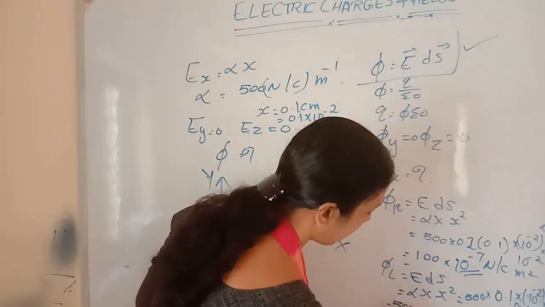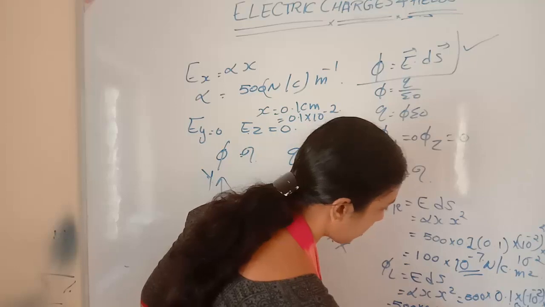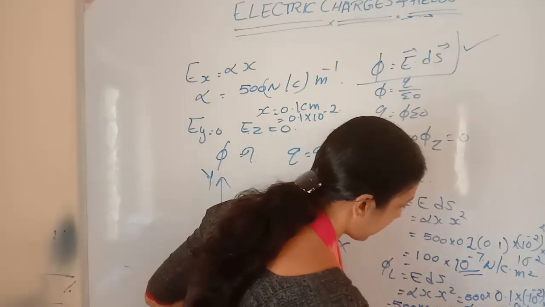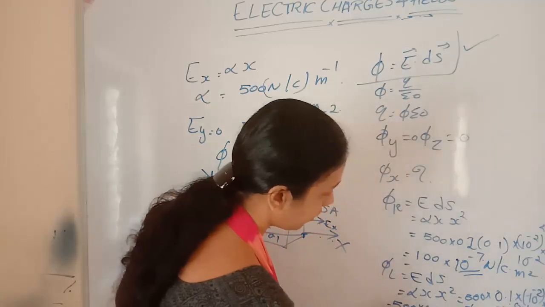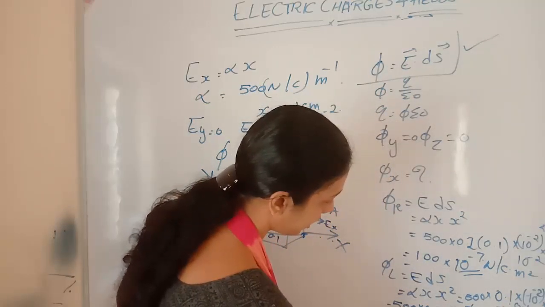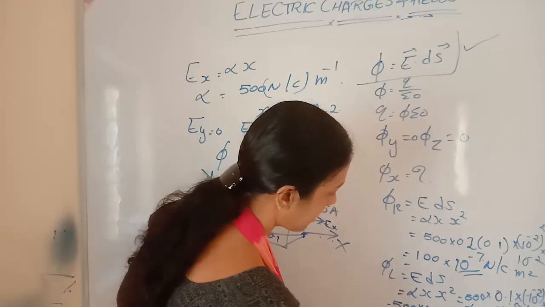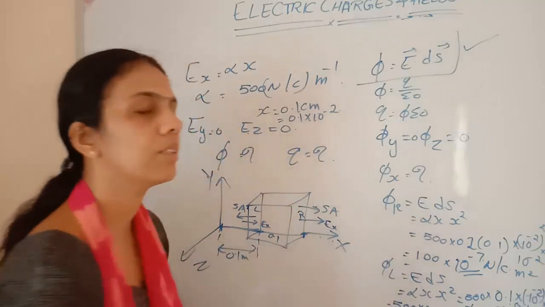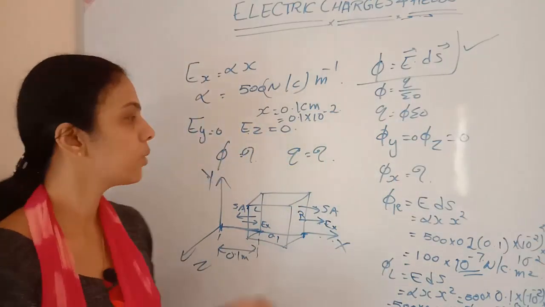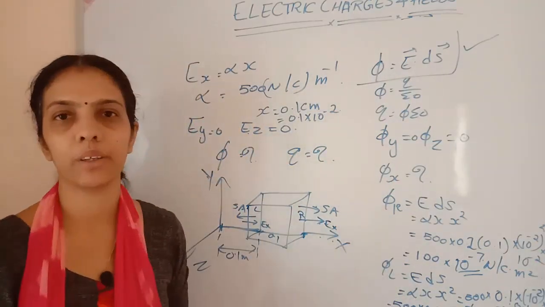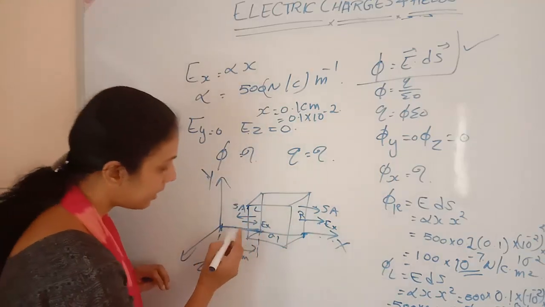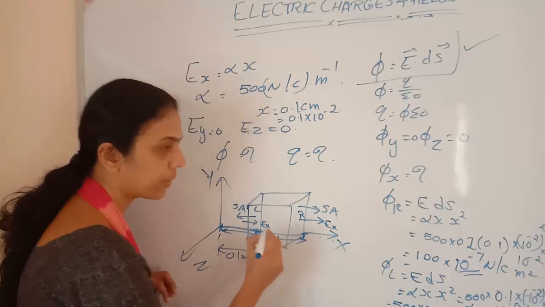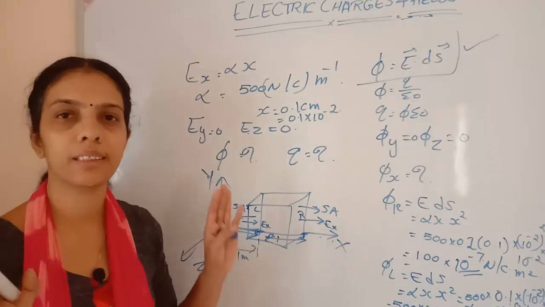So 500 into 0.01 into 10 to the power minus 4 into 10 to the power minus 2. Here you will get 5 into 10 to the power minus 6 Newton per coulomb meter square. While adding these two, you will get the final answer. So left side and right side you should find out. Clear? So here this distance is 0.1. This is what you should understand in this concept.